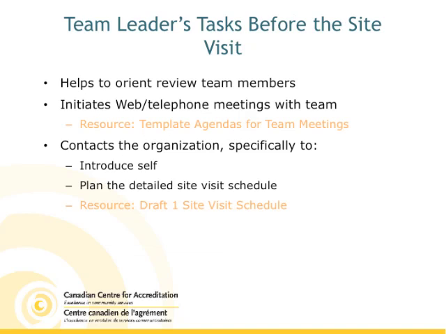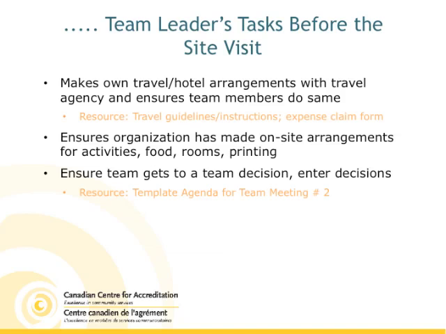The team leader has some additional things to do before the site visit. The team leader will help orient review team members that are newer, initiate web conference or telephone meetings with the team, and contact the organization to plan the detailed site visit schedule. Members of the review team will make their own travel and hotel arrangements with CCA's travel agency. The team leader is responsible for making sure that happens.